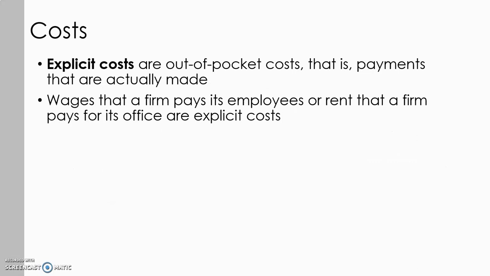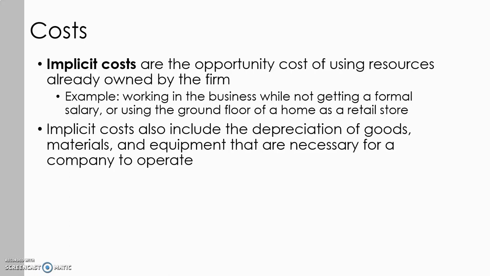Explicit costs are costs that you actually have to spend money on. Wages are an example, rent that you pay. These are all examples of explicit costs. You could also think of these as accounting costs.